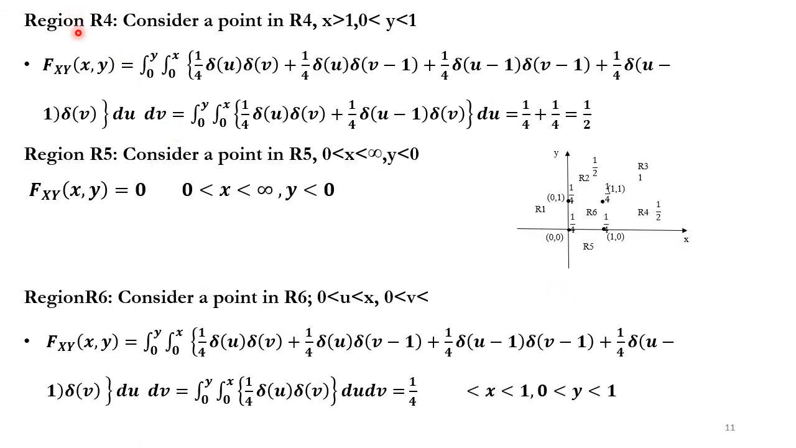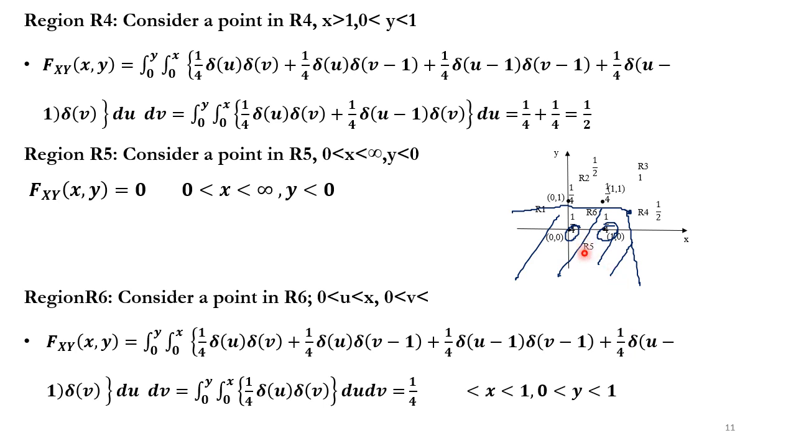Let me consider region R4. This region R4 is there. So I'll consider a point in this region. Let me say this is the point. So now my region will include the entire area under it. If you observe here, it has two 1 by 4 values. So when I add them together, I get the answer as half. So therefore, the CDF in the region R4 is always equal to half.